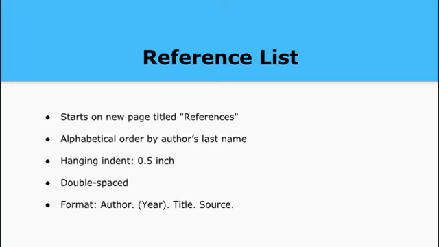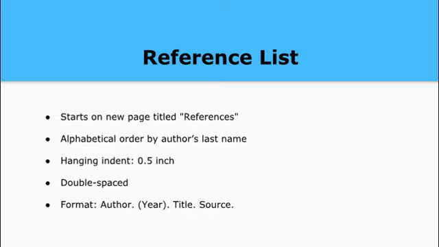APA requires a hanging indent, which means the first line of each reference entry is flush with the left margin, and all subsequent lines are indented by 0.5 inch. This formatting helps readers quickly scan and locate individual sources. The typical reference format includes the author's name, publication year in parentheses, the title of the work in italics, if it's a book or journal, and the source or publisher.